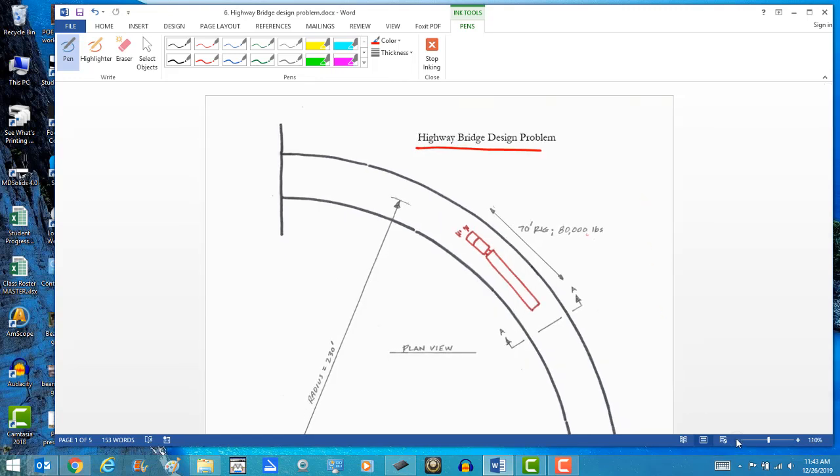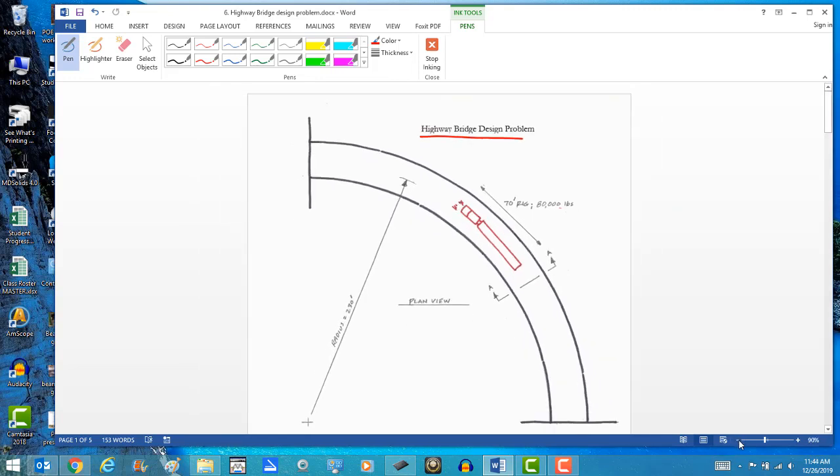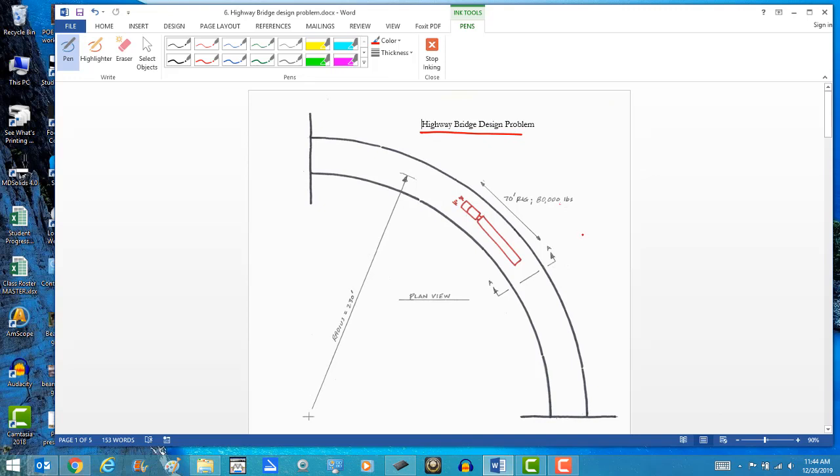Let me make this a little bit smaller. And so what we have in this problem is a highway truck going around an elevated bridge in this direction. And this would be like an 18-wheeler. The weight is given right here, 80,000 pounds, which is actually the weight of a fully loaded 18-wheeler. And we're given the radius of the curve over here, 230 feet.